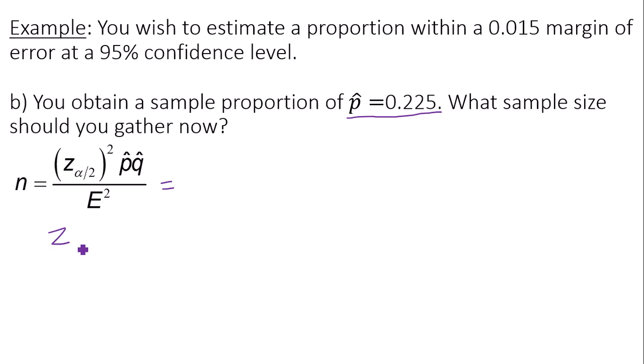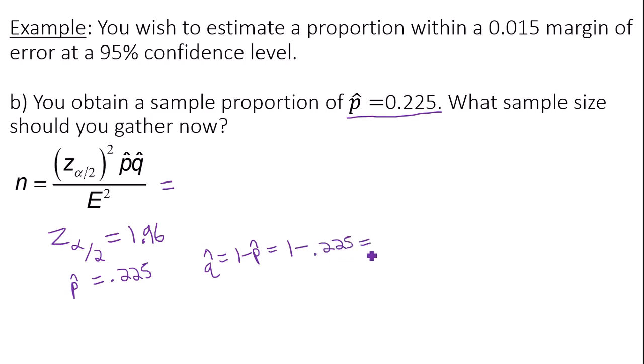In this instance, since I have a 95% confidence level, I know that the critical value is 1.96, probably the most common critical value that's often used in statistics. We know that p hat is 0.225, which would mean q hat, which is always 1 minus p hat, is going to be 1 minus 0.225. That means 0.775. And the error bound, as they gave you in the question, is 0.015.